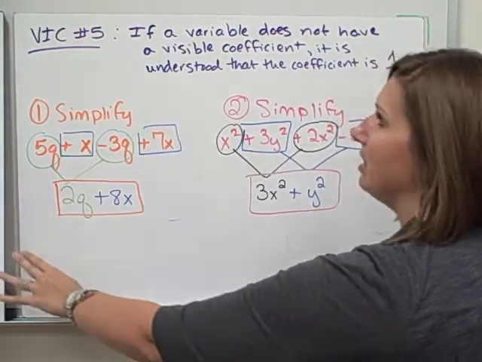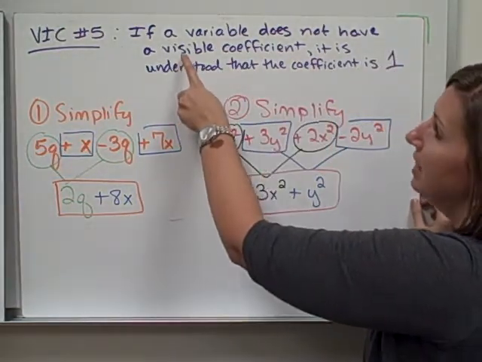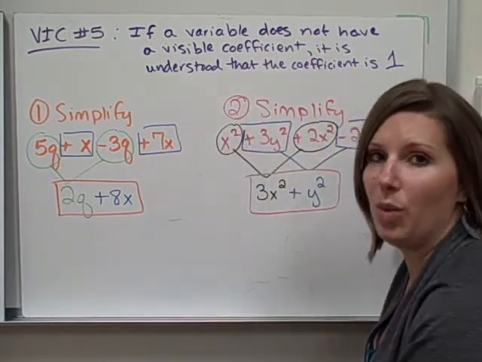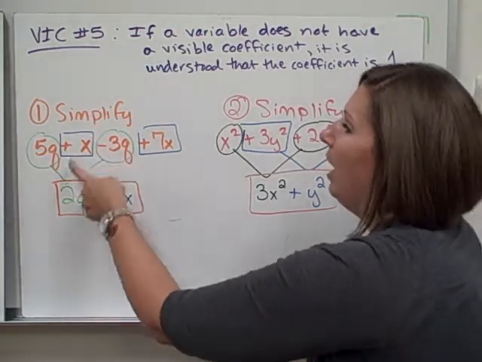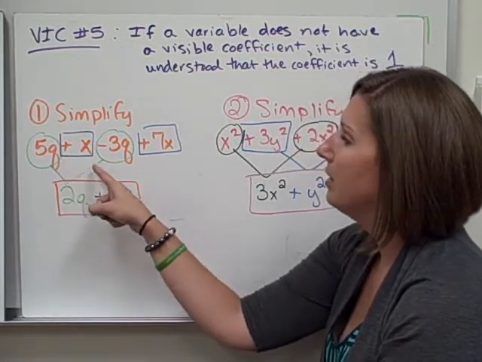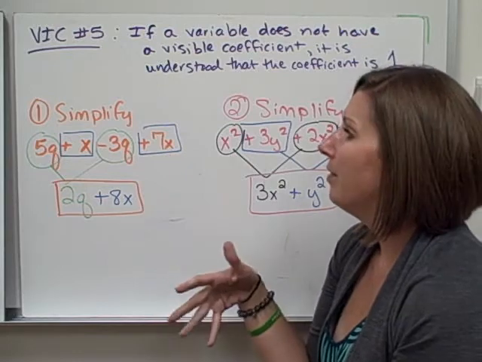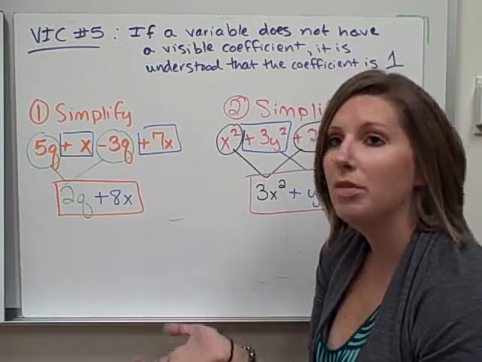I've got one last tip for you. If a variable does not have a visible coefficient, it's understood that the coefficient is 1. And again, this is what I said before. So I'm going to simplify this expression, 5q plus x minus 3q plus 7x. So if you take a look at it, I've got q's and x's. Well, what comes first in the alphabet?